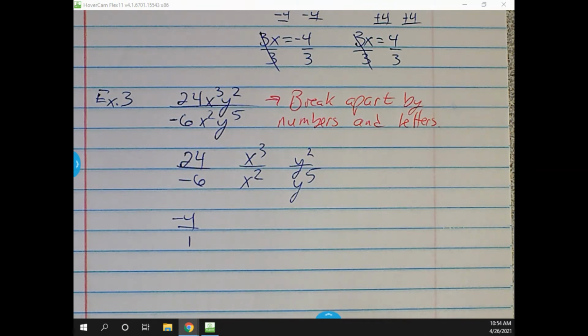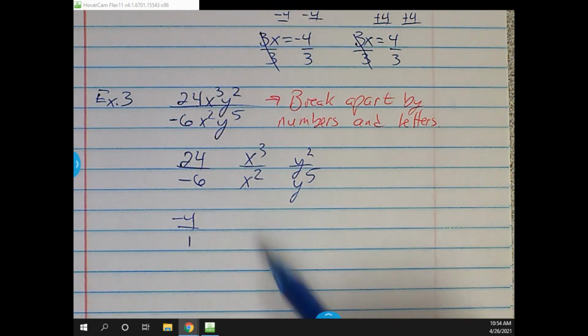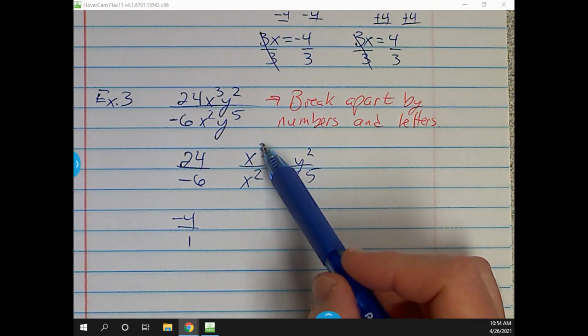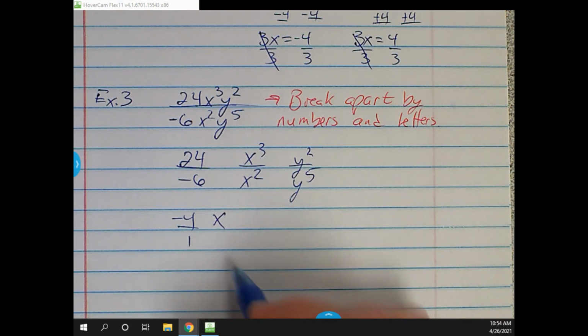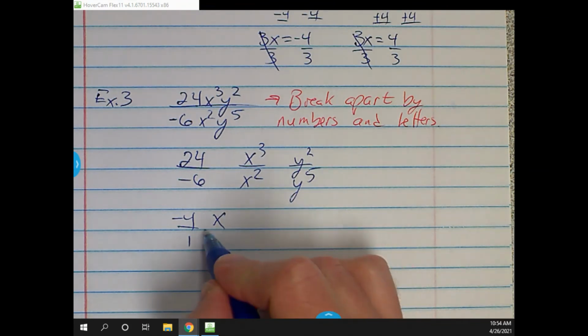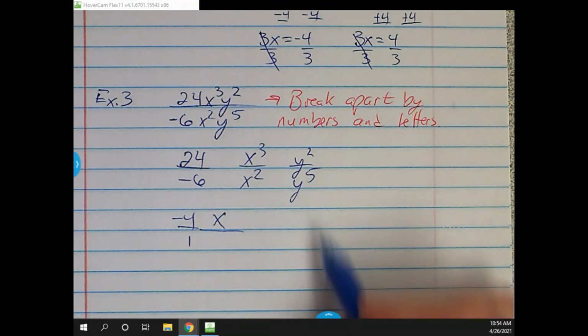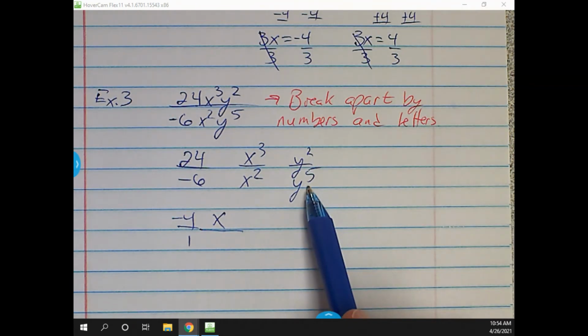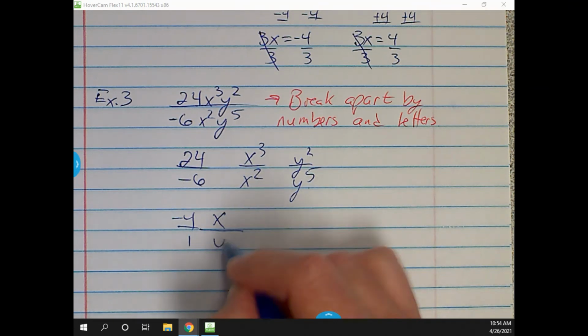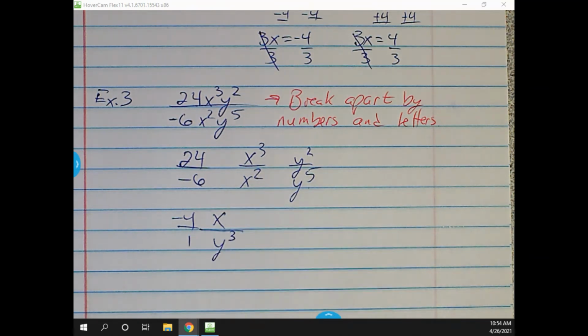Right, and if you remember, when simplifying powers of exponents, this is where you just subtract. 3 minus 2 is 1. The bigger number was on top, so you're going to have 1x left on the top. And we do the y's here, same thing, subtract 5 minus 2. The bigger exponent is on the bottom, so when you subtract 5 and 2, you're going to have y to the 3 left on the bottom.